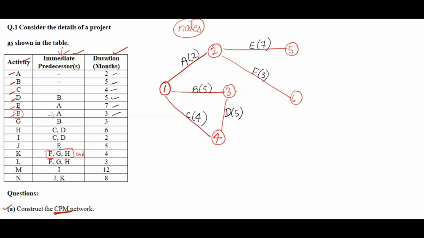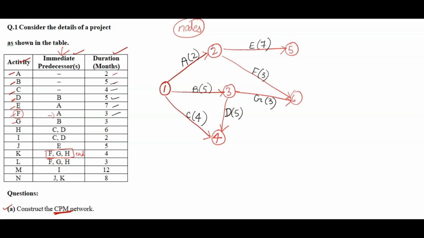Now the next activity is G. For G activity, the predecessor is B. G will start from B, and one thing is FGH will end together. So G will start from here and it will end with F. One more thing, you have to put arrows like this. From 1 to 4 we have come, from 3 to 4, then from 2 to 5, from 2 to 6, and then 3 to 6 we have come. So this 3 to 6 is G activity with duration 3.